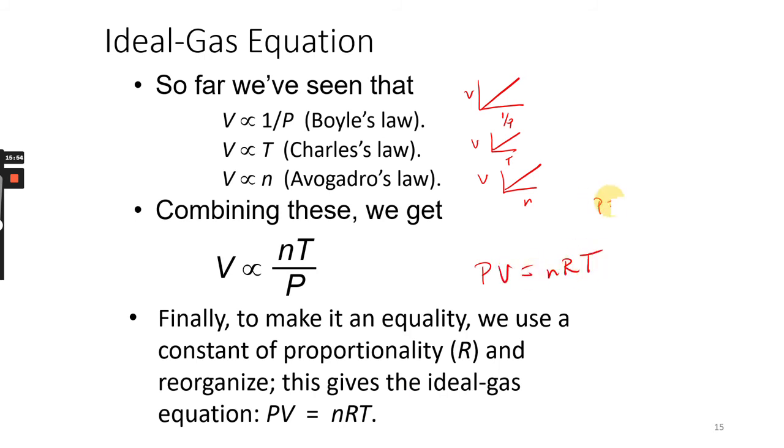is pressure, V is volume, and it has to be in liters. N is moles, R is your gas constant, and T is your temperature in Kelvin.